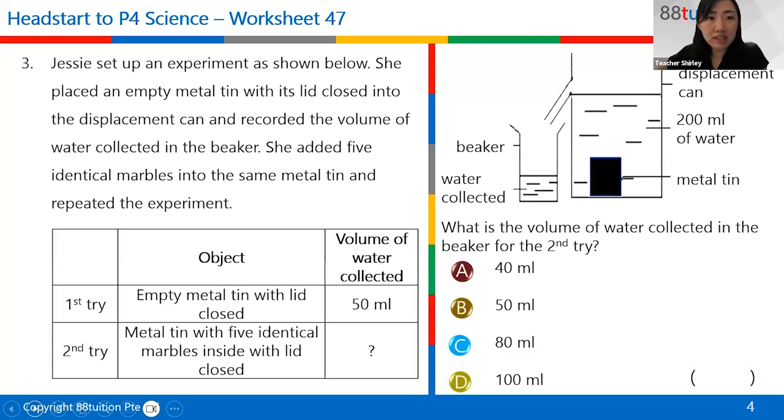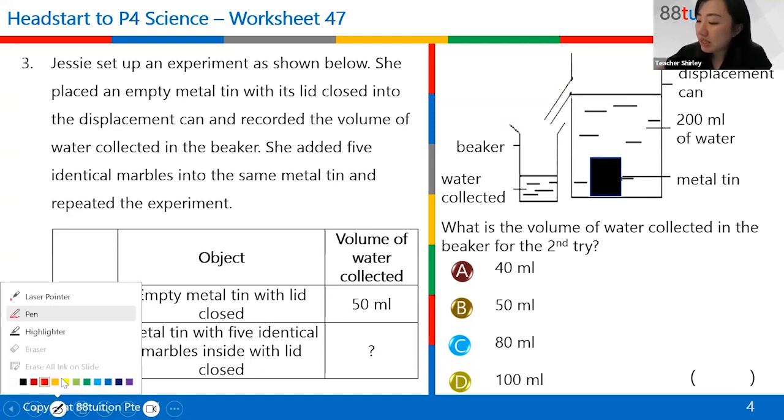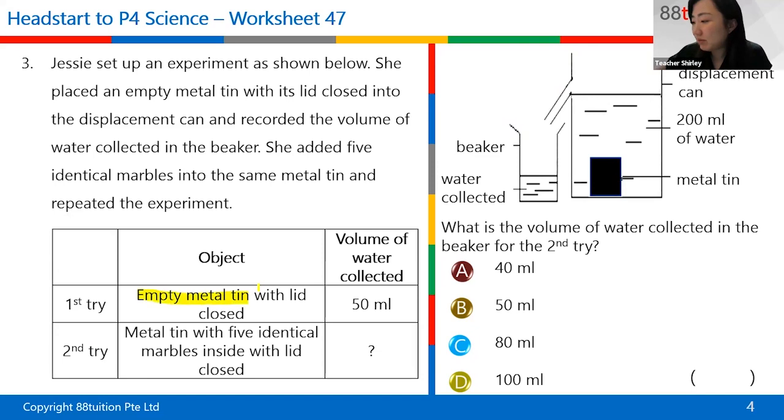Okay, now question 3. Jessie set up an experiment as shown below. She placed an empty metal tin with its lid closed into the displacement can and recorded the volume of water collected in the beaker. She added 5 identical marbles into the same metal tin and repeated the experiment. So now, this one is an empty metal tin. This one is a metal tin with 5 marbles. Okay, so how much do you think will be the water collected?